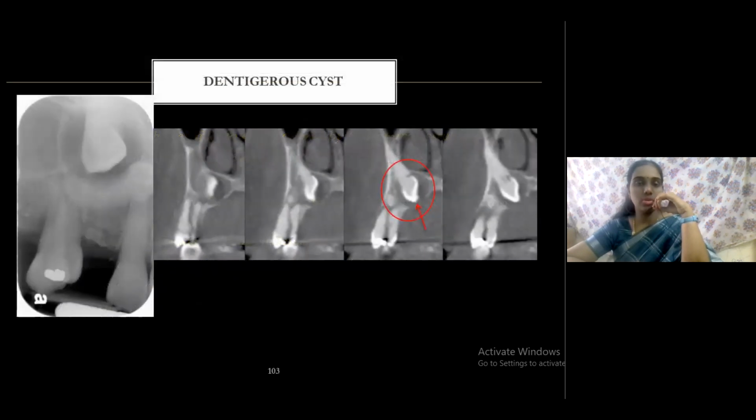I'll show you some of the cases. This is a case of a dentigerous cyst, which is seen here in the IOPA. We definitely will not be able to make out how big it is, what the size is, or the palatal relation of the lesion. These cross sections clearly show that there is a perforation of the palatal cortex, which we will not be able to make out with this 2D radiography.